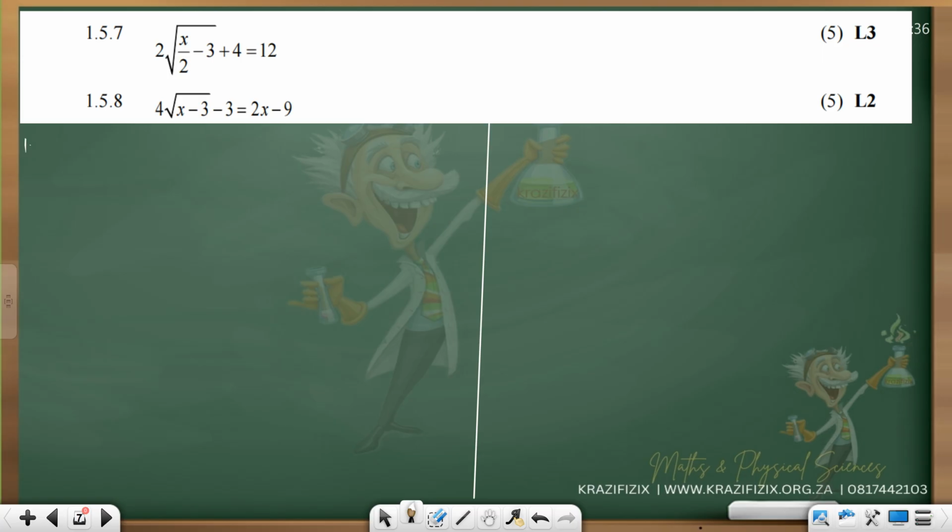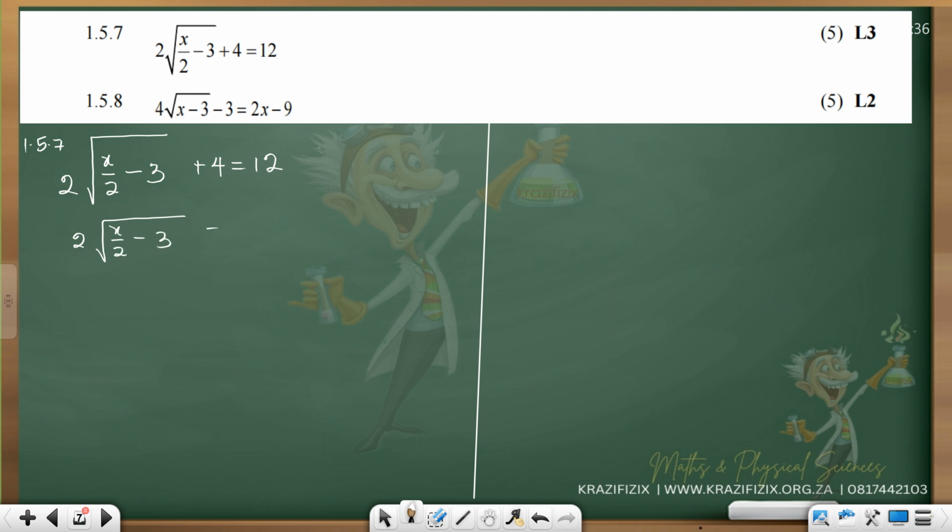Okay, so if you look at this, 1.5.7, 2 over. Please be careful in the way you write, and not just that, also where the root stops. You see, it's the 3 that is underneath. So what do we do? Let's start by moving the 4 over.